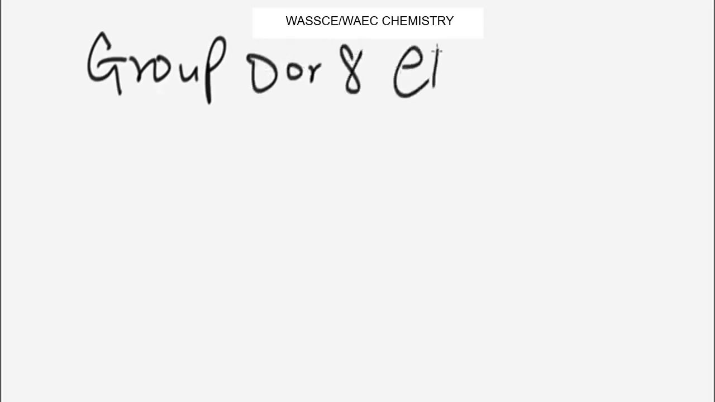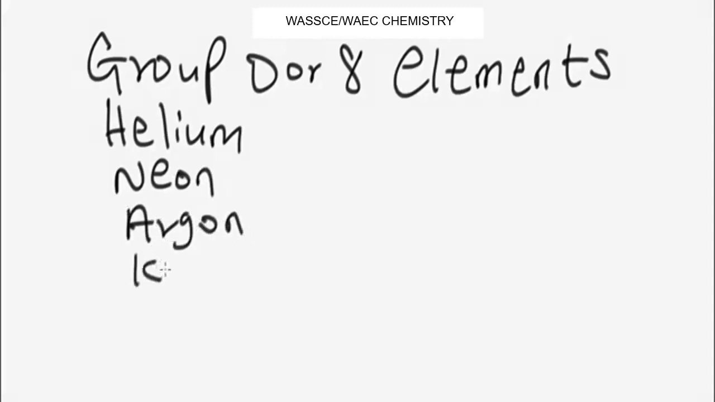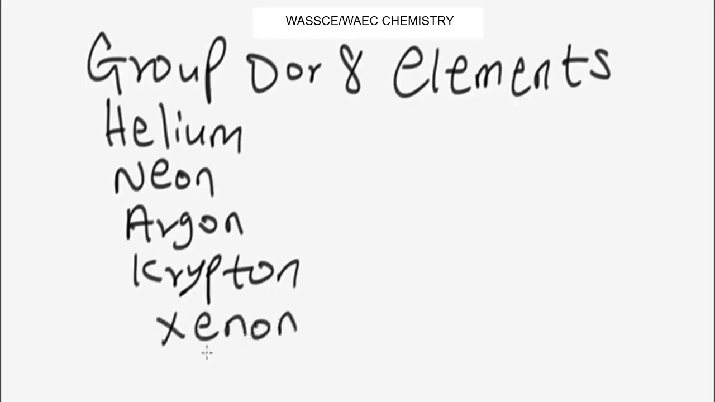Okay, so we're looking at group 0 or 8 elements. Now let's begin by outlining the basic elements in group 8 of the periodic table. They include helium, neon, argon, krypton, xenon, and radon.